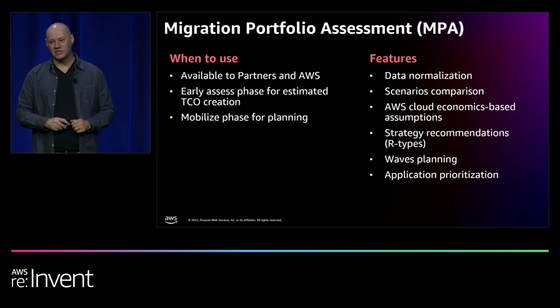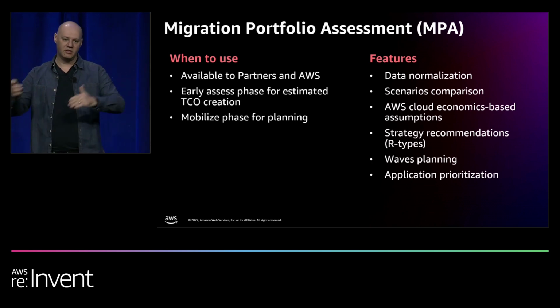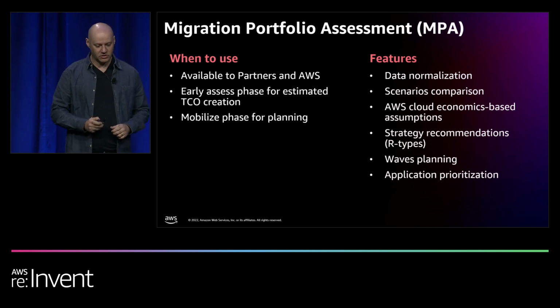And the last thing is application prioritization. You can define the order. Maybe you want to start with the QA servers and then move to the production servers, and the tool is going to help you define that order.